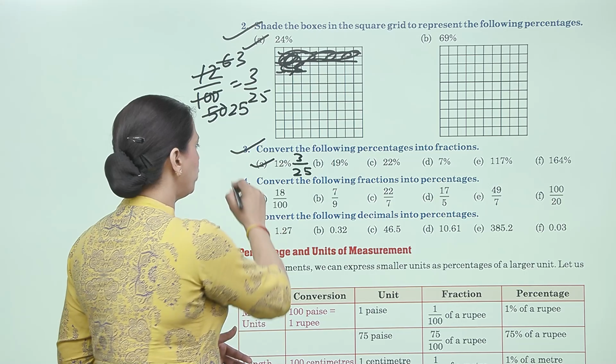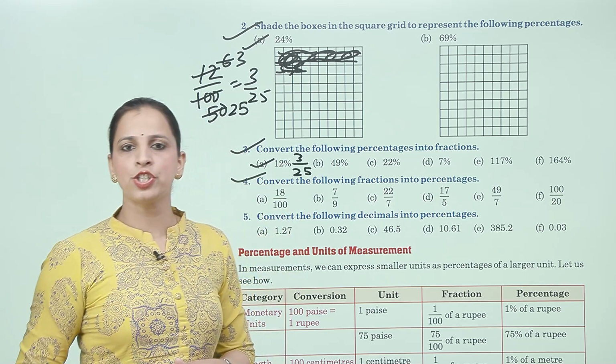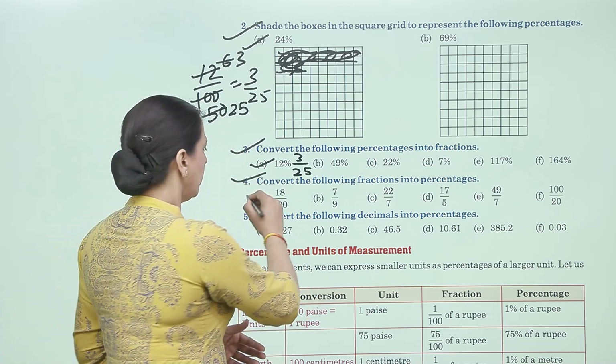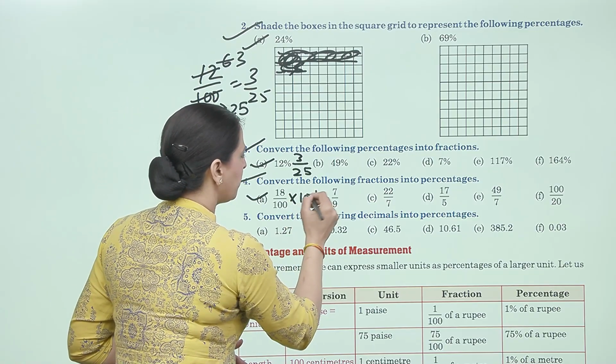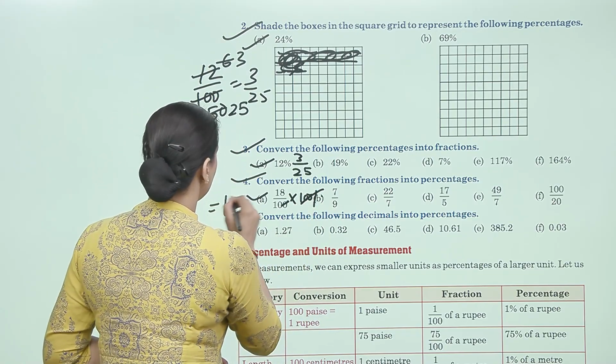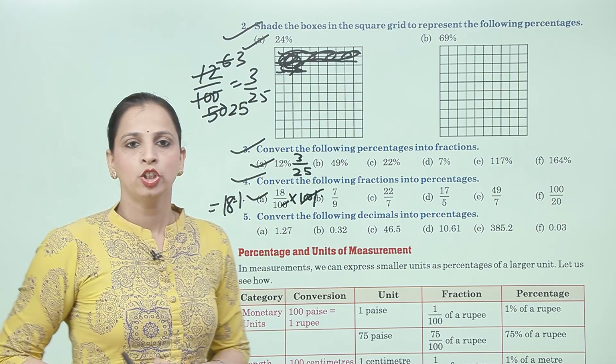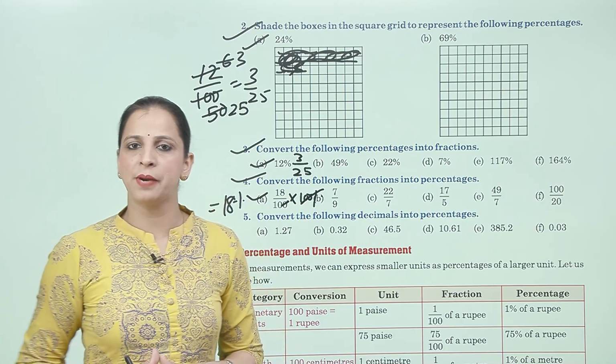नाउ नेक्स्ट क्वेश्चन नंबर 4, कन्वर्ट द फॉलोइंग फ्रैक्शंस इनटू परसेंटेजेस. ए पार्ट 18 by 100 मल्टीप्लाई बाय 100%. 100 से 100 कैंसिल, दैट इज 18%. तो बच्चों सेम मेथड को यूज करते हुए बाकी के पार्ट्स आप खुद ट्राई करेंगे.